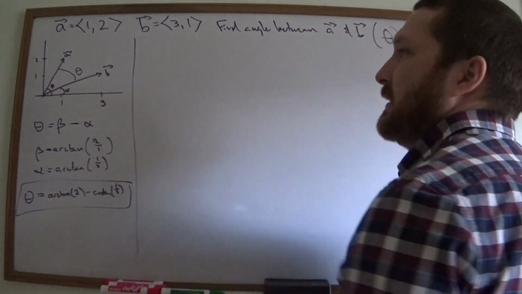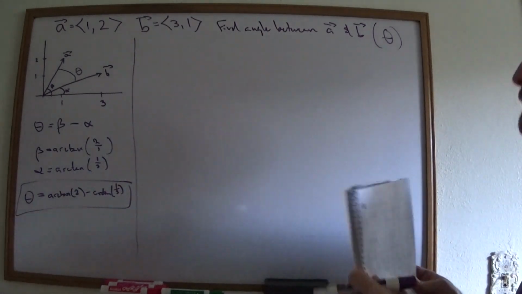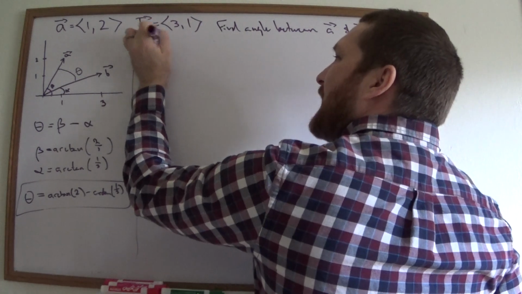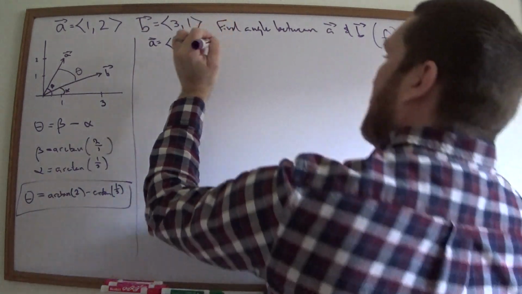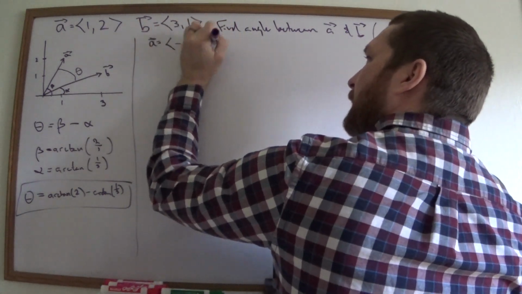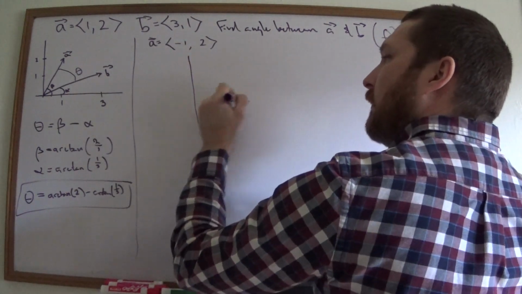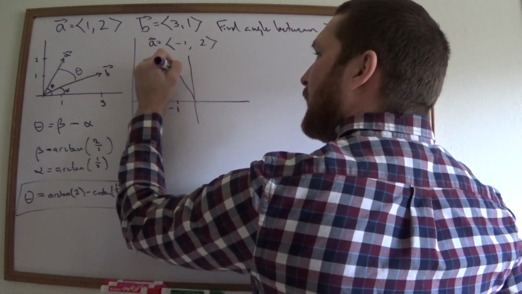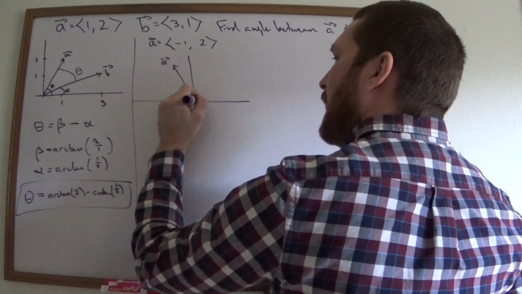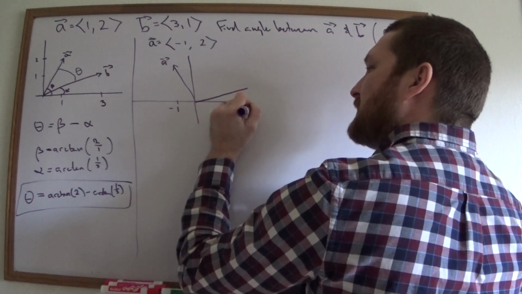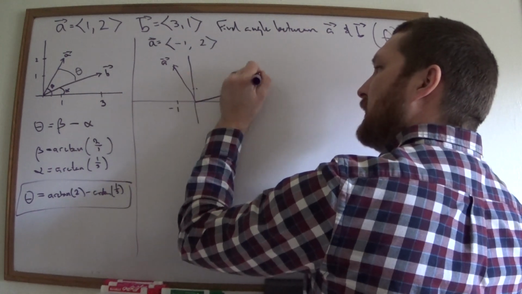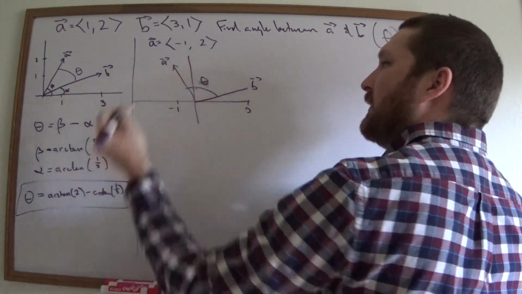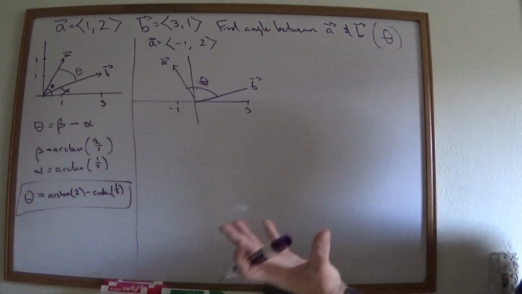But watch what happens. Let's say B is the same, but in this case, A is -1, 2. Then it gets weird. So we go -1, 2, here's A. And here's B. B is still the same, it's 3, 1. Now we have theta.